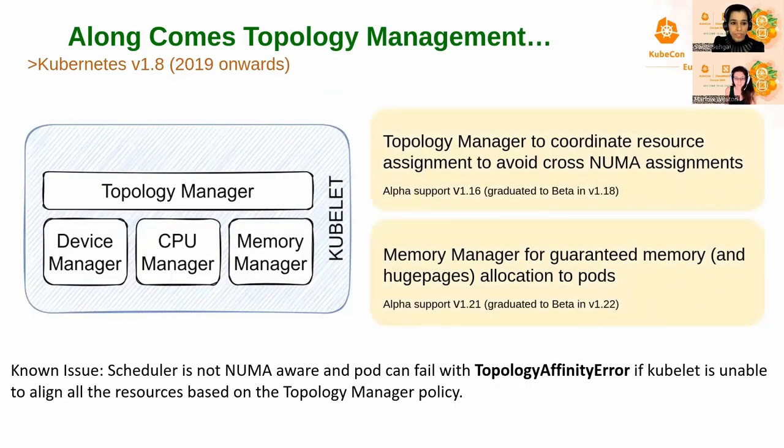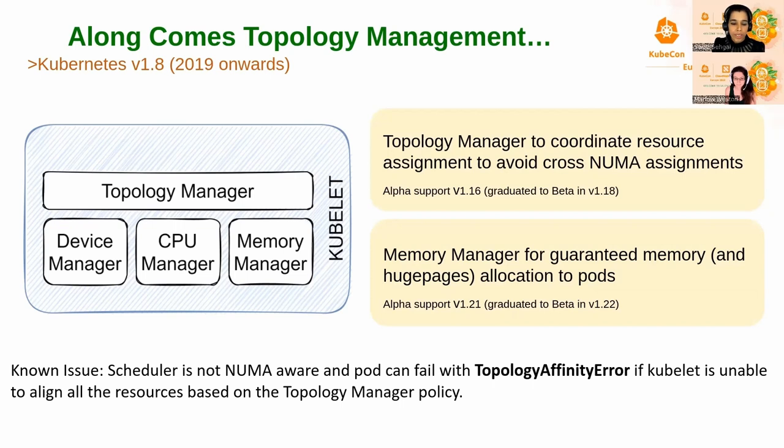Around the 2019 timeframe, which is the 1.16 release, topology manager was introduced. This is a kubelet component that coordinates topology of resource allocation of CPU and devices and helps to extract the best performance out of the underlying hardware. It aligns resources of pods of all quality of service classes, and we have the ability to configure policies and scope for different resource assignment requirements.